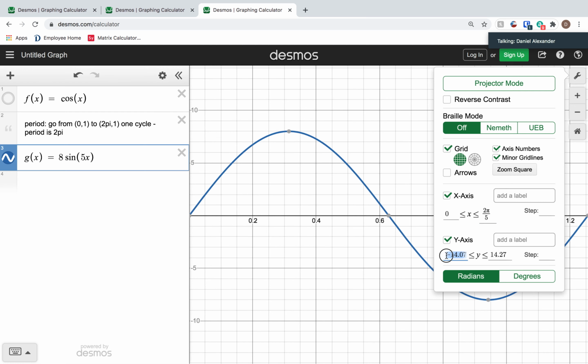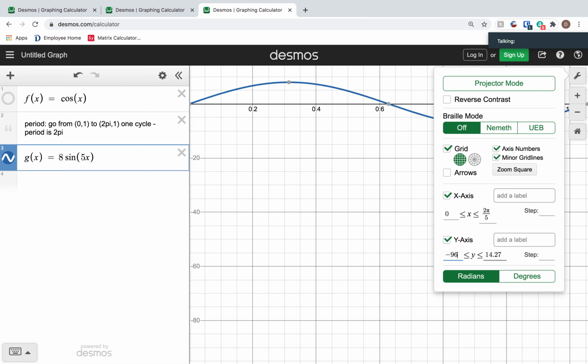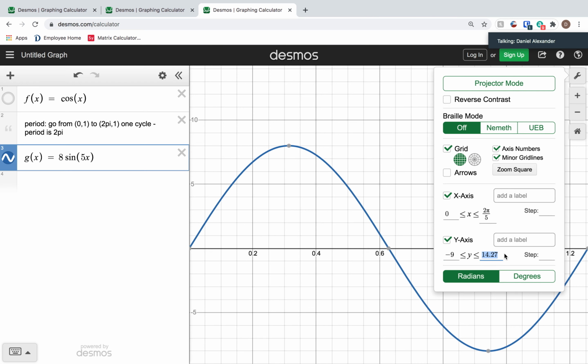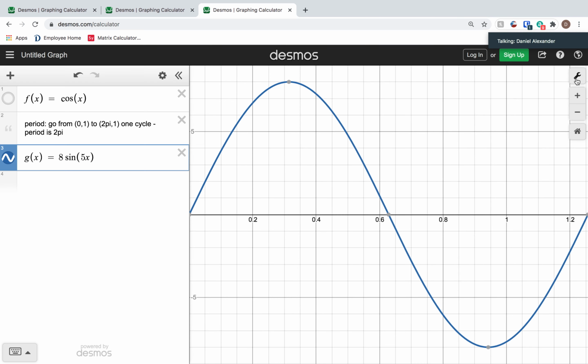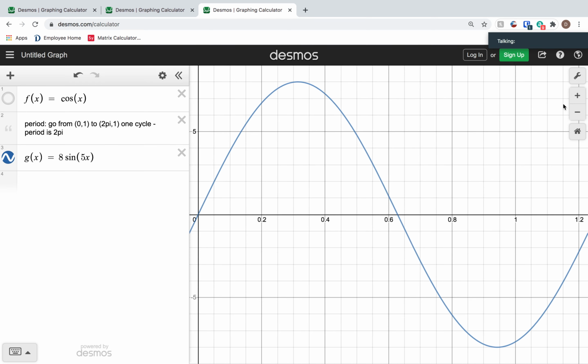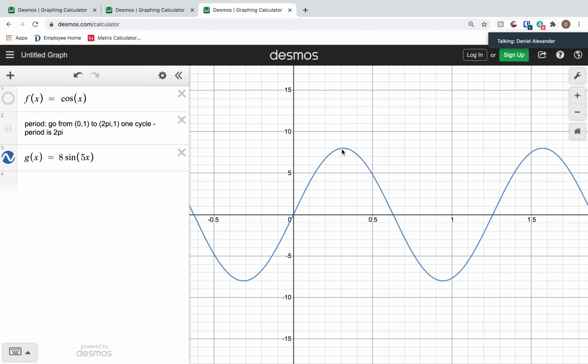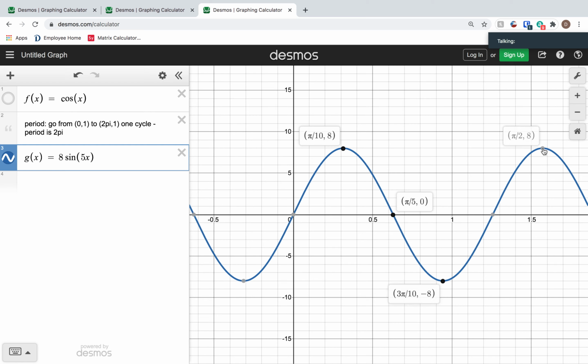I'm going to put 1 period on there, and I'm going to go from minus 9 to positive 9. So we get one cycle. Okay, let's take this off. So there's one cycle. Here, let's just go down a little bit so you can see it better. Here's the peak, pi over 10, 8, like we said. Pi over 5, 0, 3 pi over 10 minus 8, and then we're going to go here. 2 pi over 5, 0. Okay, that's one cycle. Okay, good.